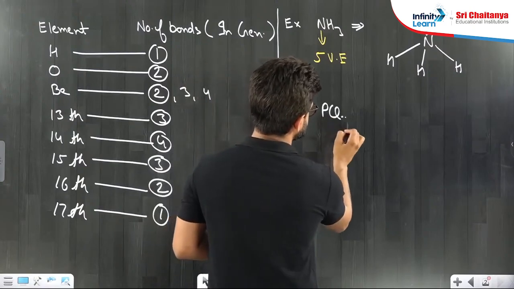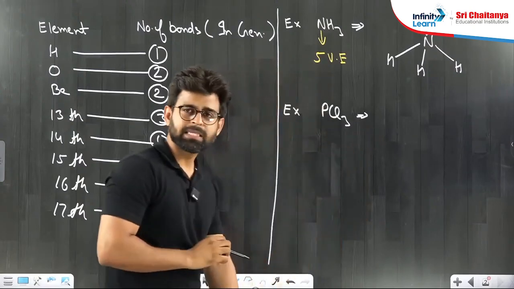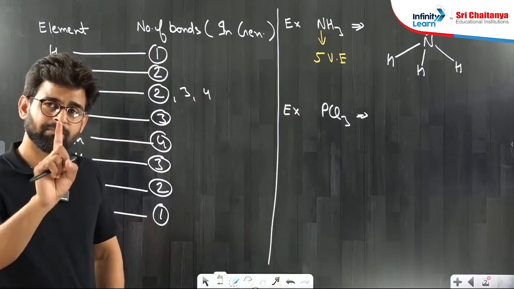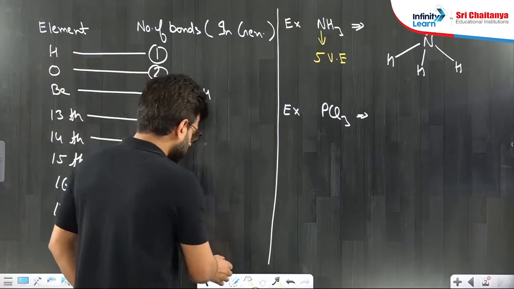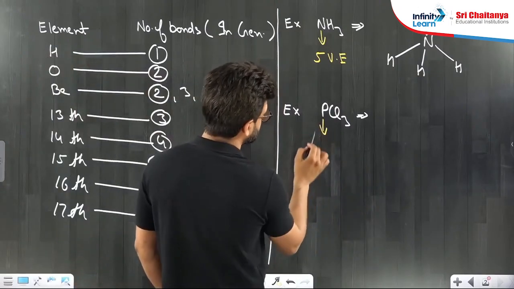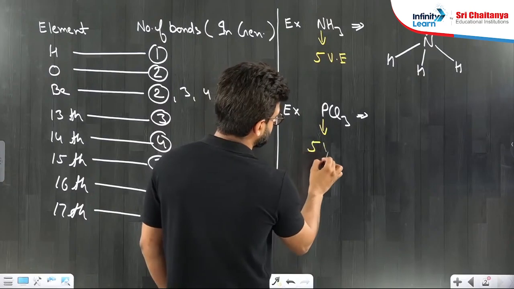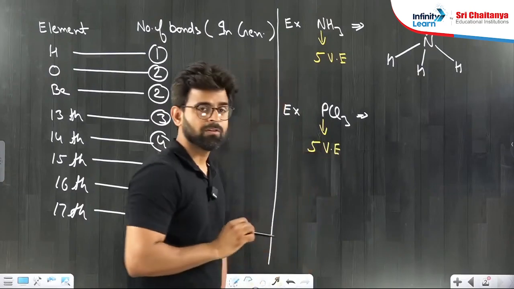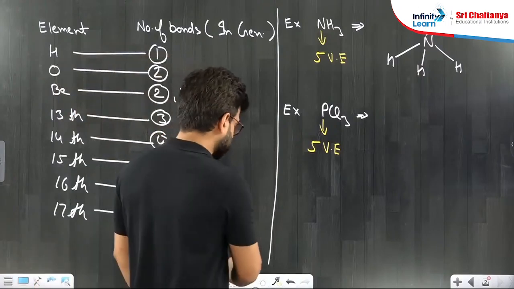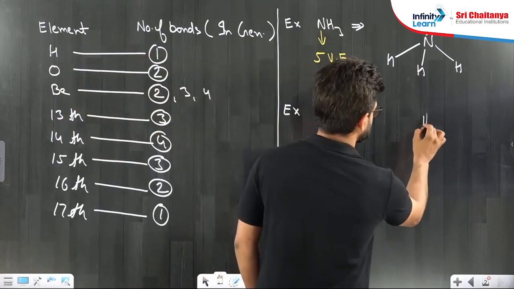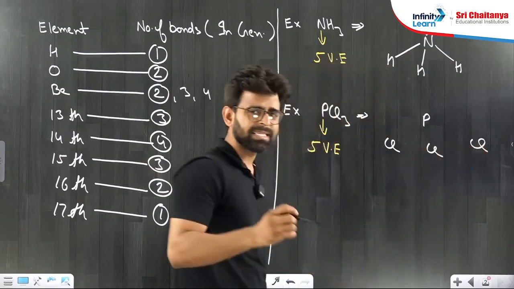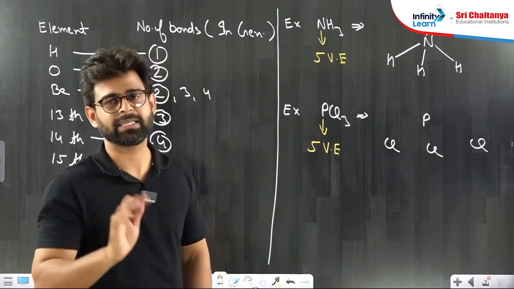Now similarly, if I go for the next one, you see here, I am taking PCl3. PCl3 is our next example. Tell me first of all, the main thing is valence electrons. So tell me, the phosphorus has how many valence electrons? 15th group element having 5 valence electrons. Right? So first of all, write the center atom. This is our phosphorus. This is our chlorine, chlorine, chlorine. You can write anywhere, in any surrounding, any side.